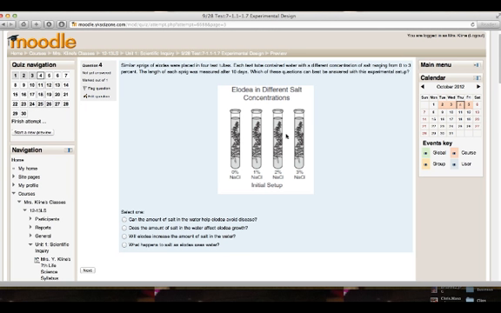Based on this information here, the only thing we see is this change in the concentration. So that has to be what they're trying to figure out, whether it affects this plant in some way. So the best answer for this one would be, does the amount of salt in the water affect elodea growth?